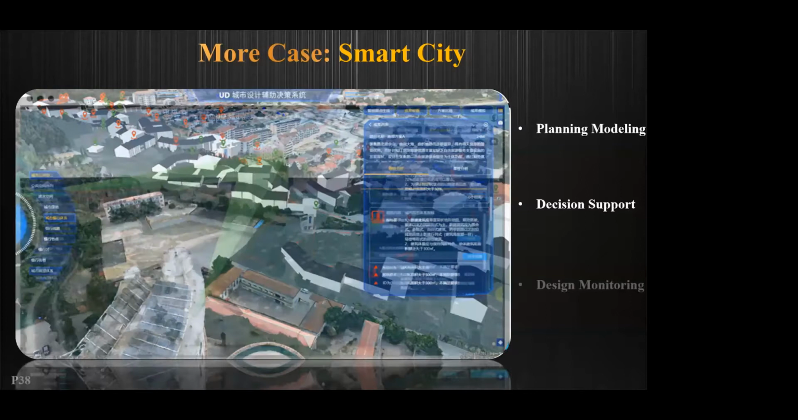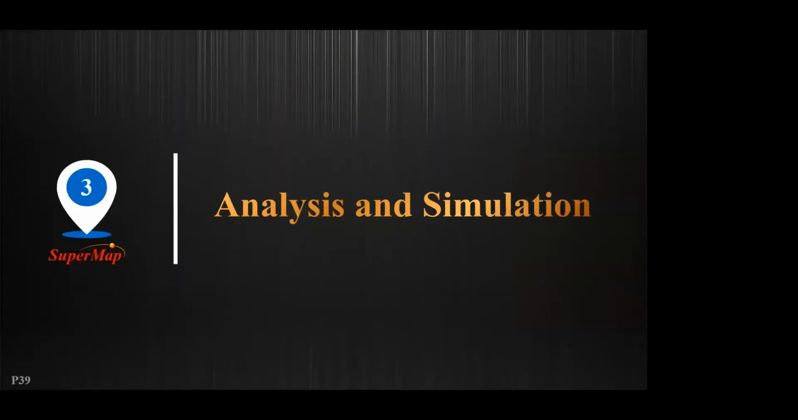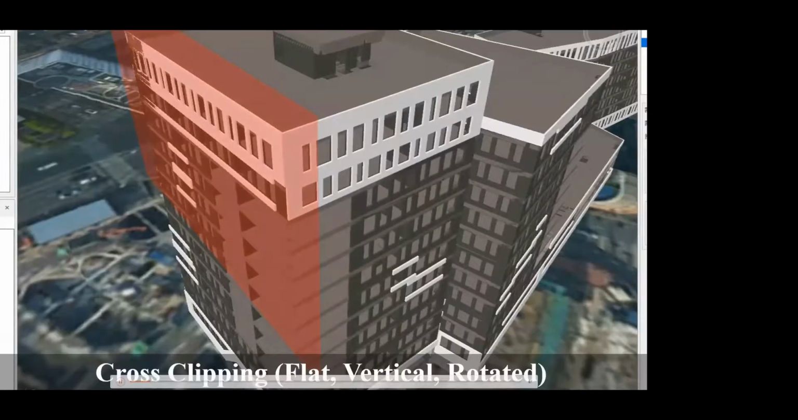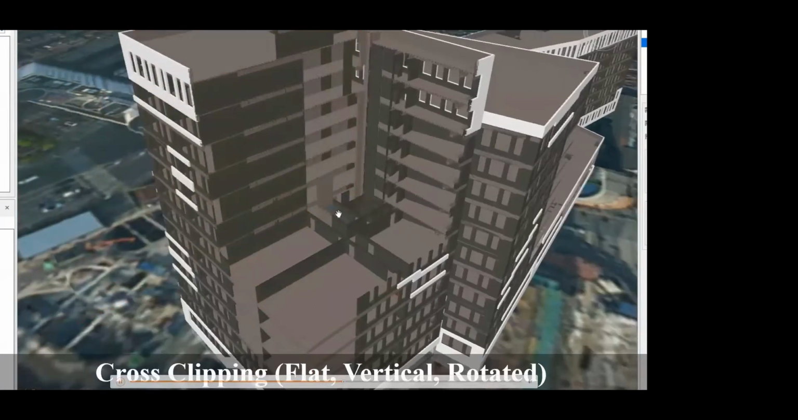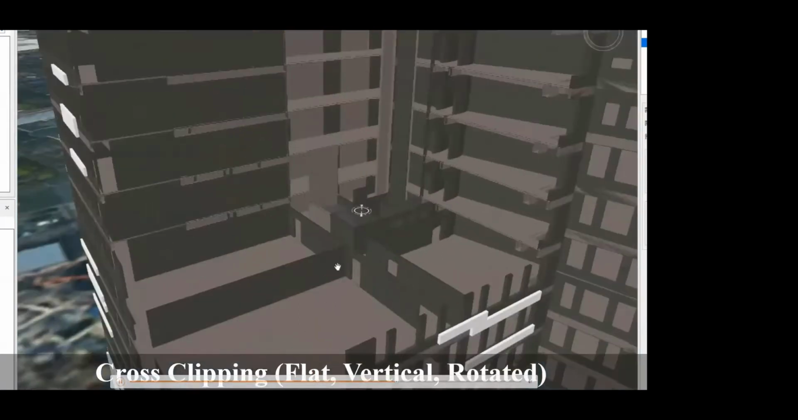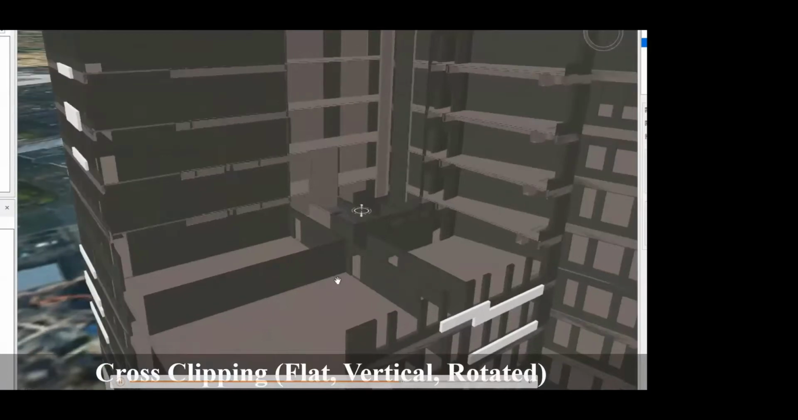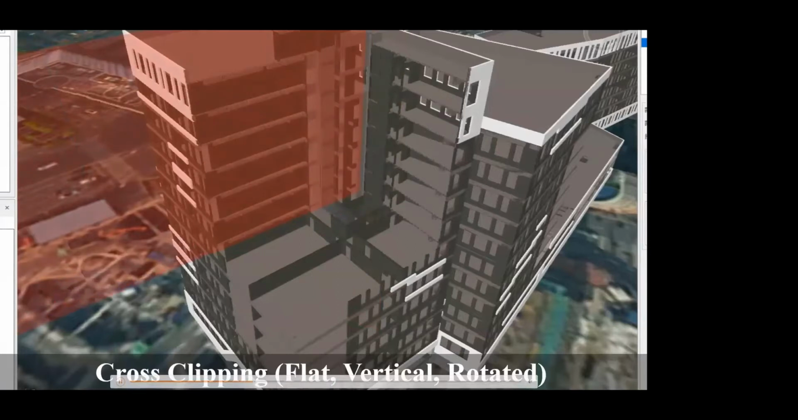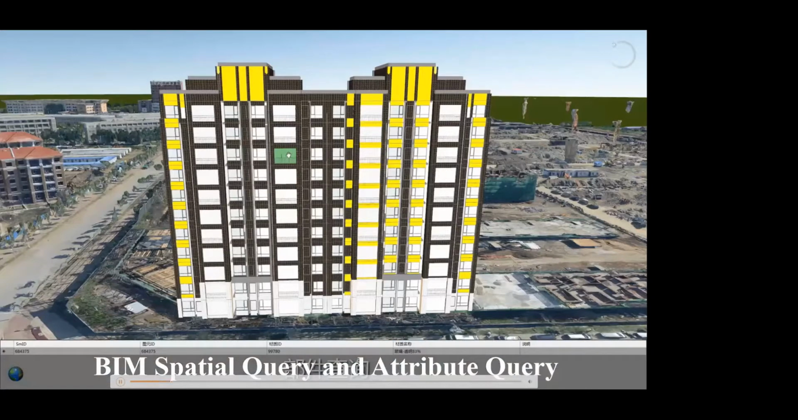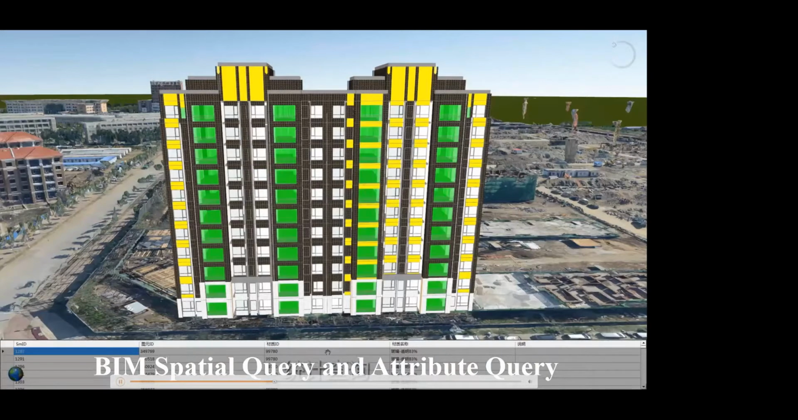Next, we go to the next stage, which is analysis and simulation. So in this stage, there are a lot of analysis functions, such as cross clipping, which means we can draw a transparent box, and we can easily see the inside of the building model. And it also supports spatial query and attribute query. And at the same time, it supports modifying or managing the attributes for every object in the building. So this is based on building information modeling.